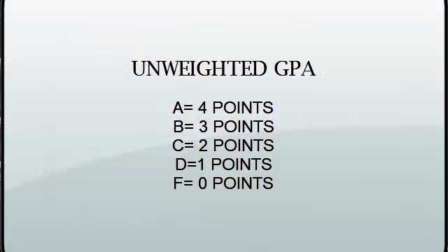So in a typical unweighted GPA, all of your grades have points that are associated with them. For instance, an A is worth 4 points, a B would be worth 3 points, a C is worth 2 points, a D is worth 1 point, and an F, well, that's worth 0 points. But I know none of you are going to get Fs, so we don't have to worry about that.